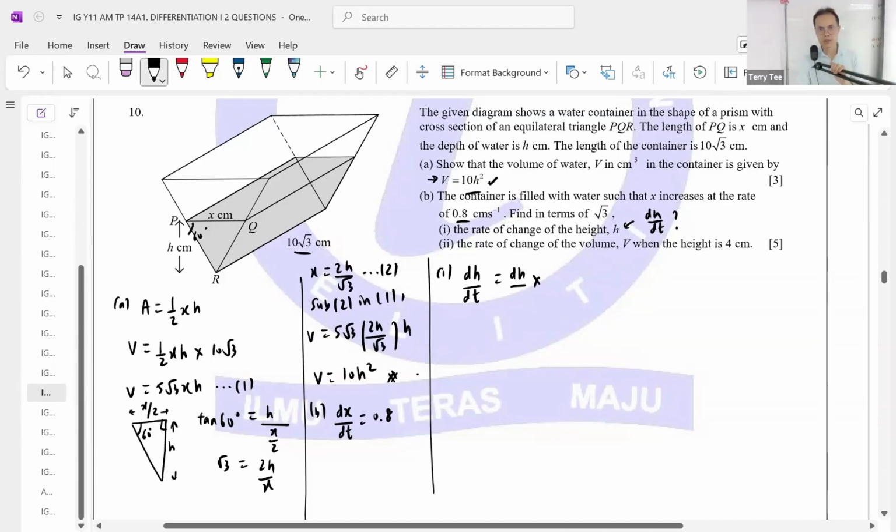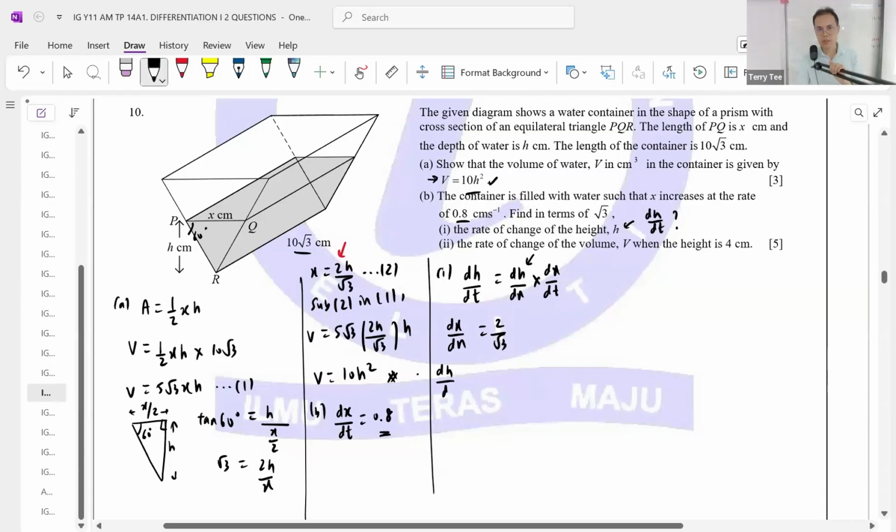So guys, dh/dt equals dh over what? dx, right? So the thing is, we need to find dh/dx. We already have dx/dt. dx/dt is this 0.8. For dh/dx, you go back to this formula here. You differentiate, dx/dh, you get a constant 2 over square root 3. But please take note that this is dx/dh, and this is dh/dx, the other way around. So you got to invert it.